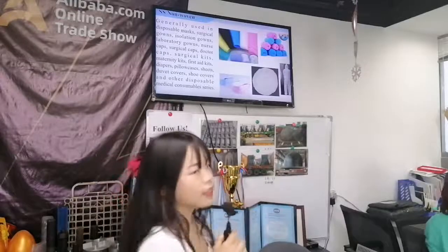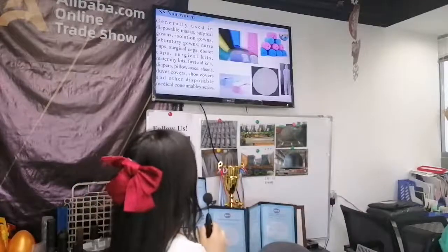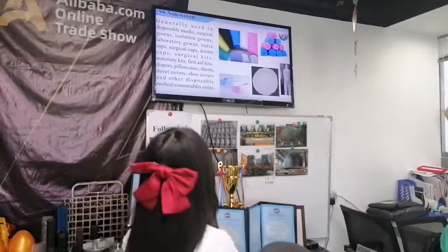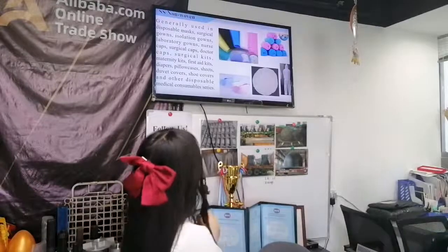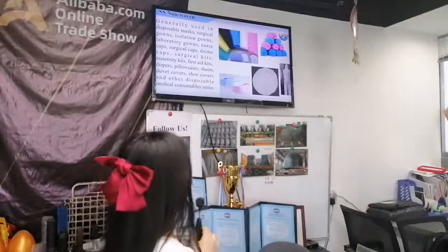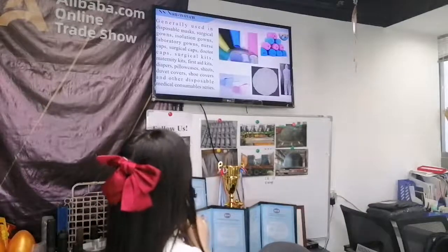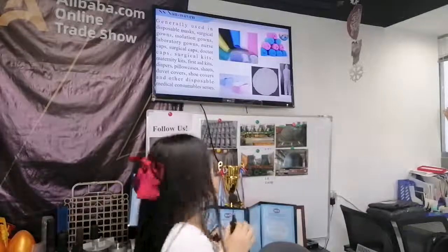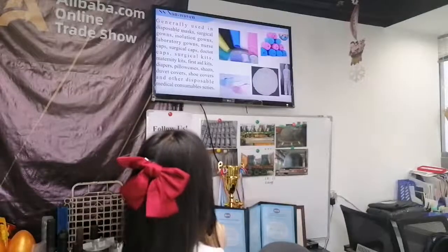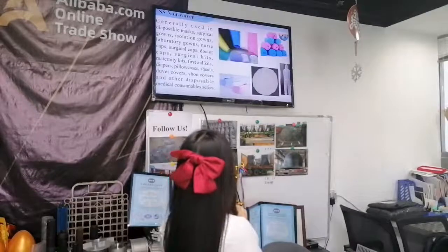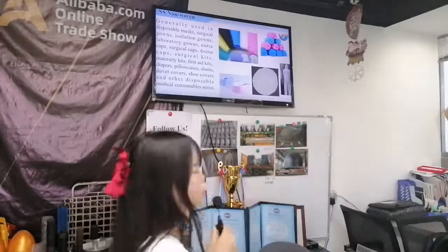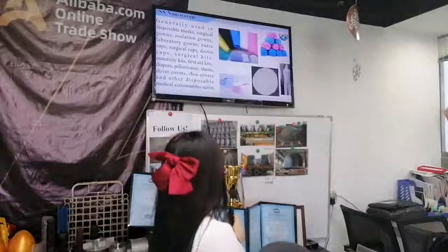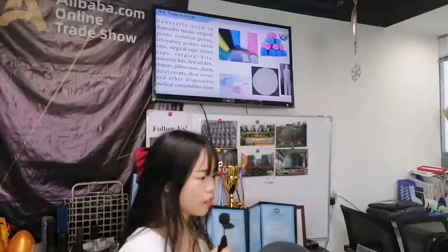Generally used in disposable masks, surgical gloves, inhalation gloves, laboratory gloves, nurse caps, surgical caps, doctor caps, surgical kits, maternity kits, first aid kits, aprons, pillowcases, sheets, quilt covers, shoe covers, and other disposable medical consumable materials.